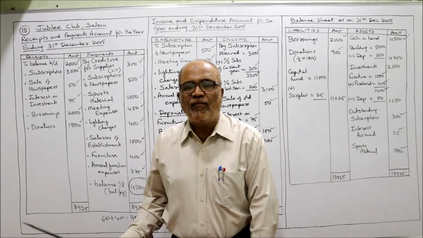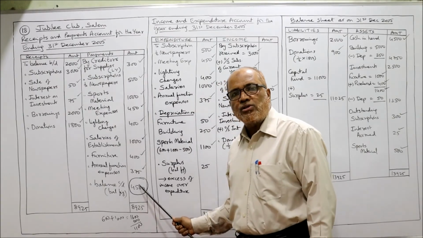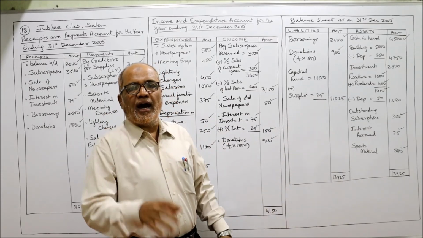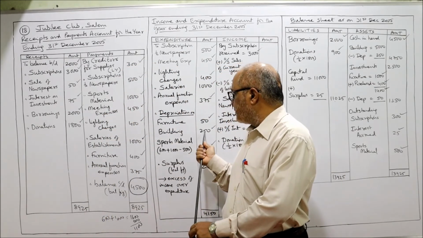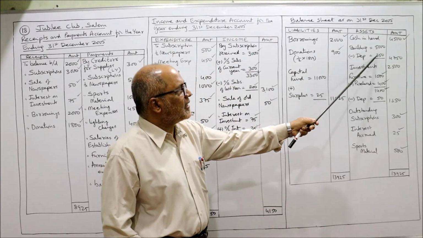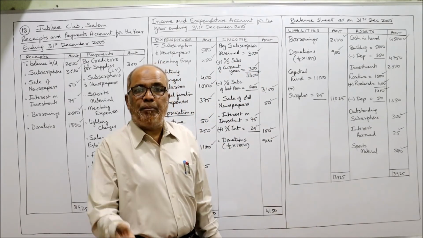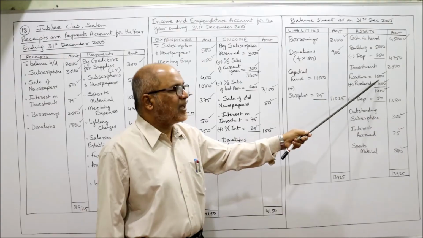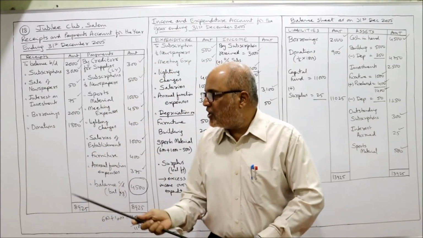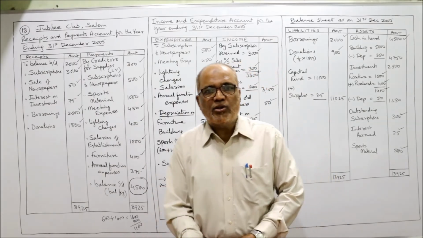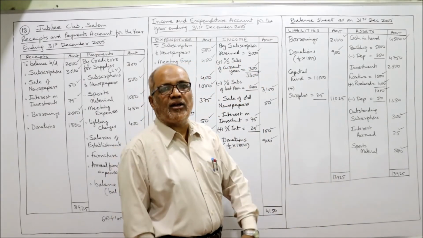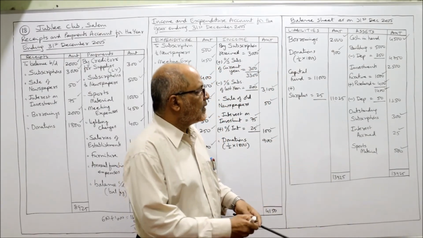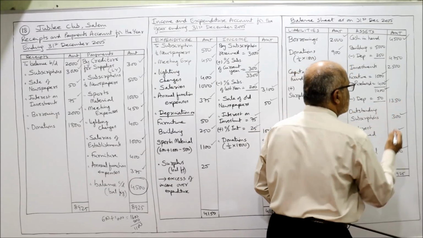Cash in hand. At the end of the year how much is the cash balance? 4,500 is the cash balance. Building. Beginning of the year building value is 5,000 and depreciation provided during the year 250. So 5,000 minus 250, 4,750. Investment. Beginning of the year investments were 2,500. Same investment, no change. Furniture: beginning of the year 1,000 and during the year furniture purchased 400. So 1,400 minus depreciation provided on furniture, 50 rupees, 1,350. This is the furniture.